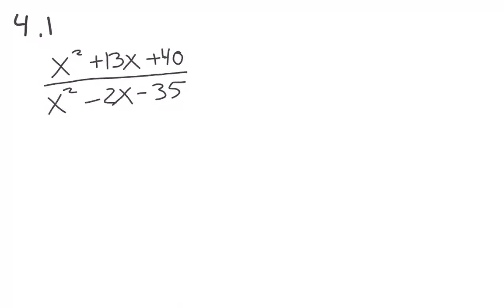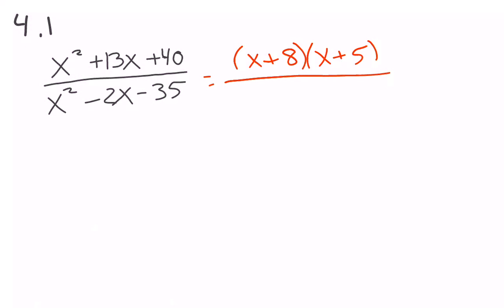Okay, first we're going to be simplifying, multiplying, dividing rational functions. Most of our main issues in this section came from not correctly factoring. So what you want to remember is that when you factor, your answer should always be able to be multiplied back out to your original. So the numerator of my first fraction would factor to x plus 8 times x plus 5 over x minus 7 times x plus 5.